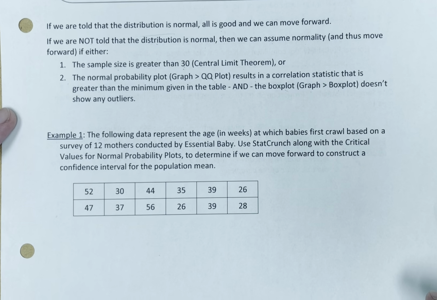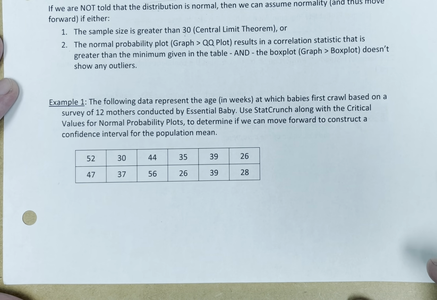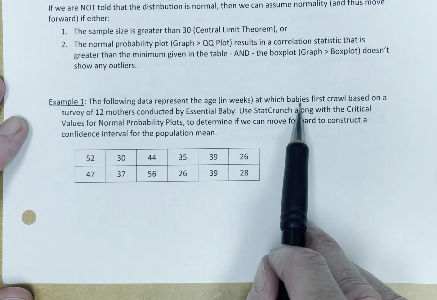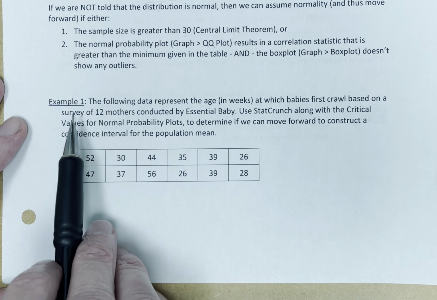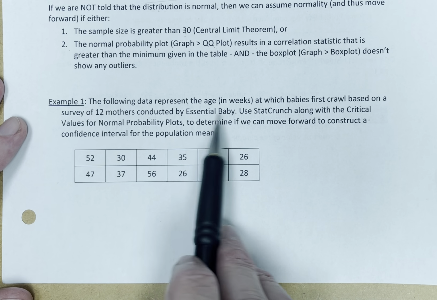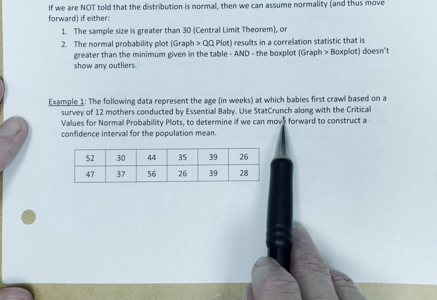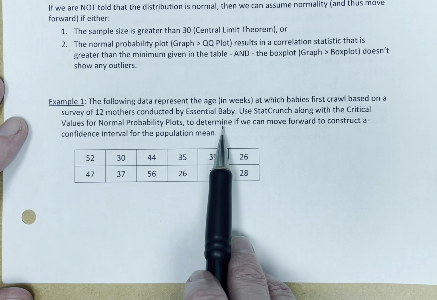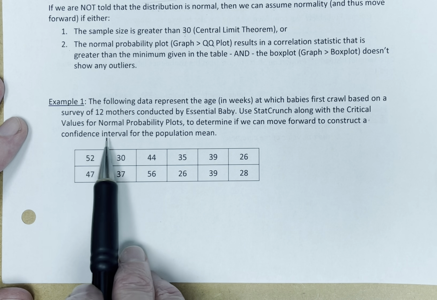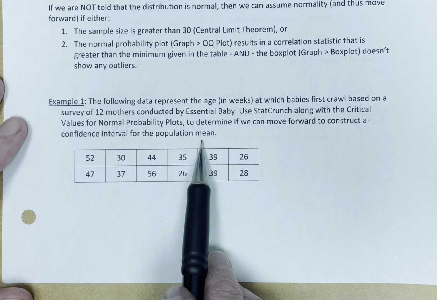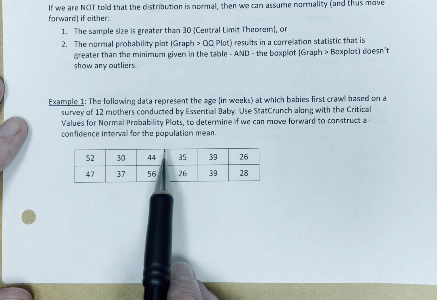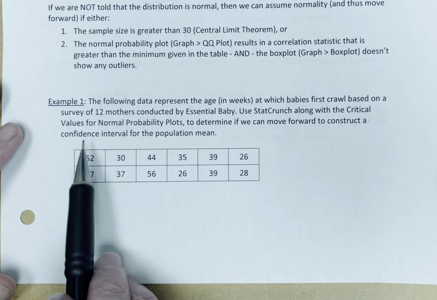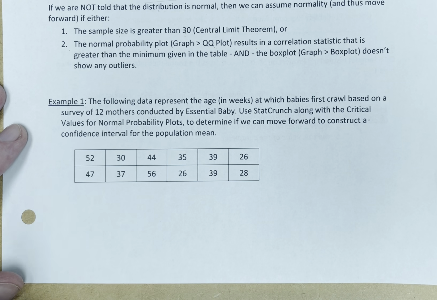Okay, let's take a look here at our example. The following data represent the age in weeks at which babies first crawl based on a survey of 12 mothers conducted by Essential Baby. Use StatCrunch along with the critical values for normal probability plots to determine if we can move forward to construct a confidence interval for the population mean. Okay, so we can only move forward if we say it's normal or normal enough. Okay, in our next lesson, we're gonna talk about that.